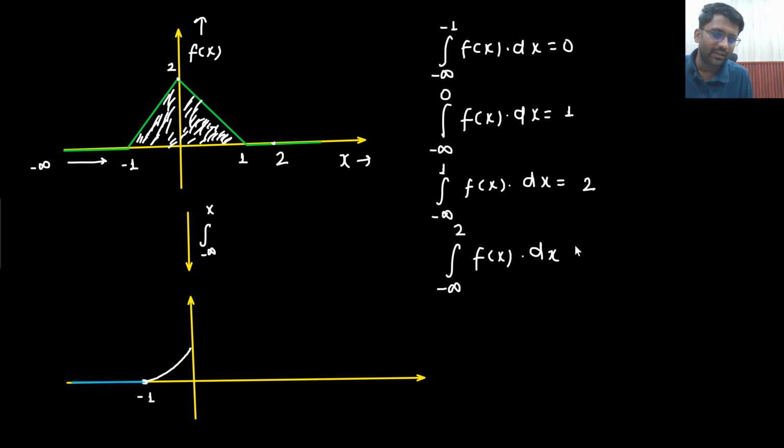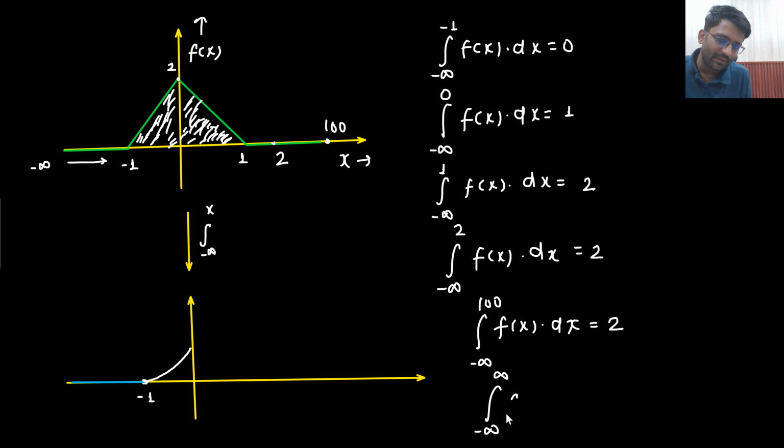The area is, sir, 2 only. If I ask you what is the integration from minus infinity to 3 of f(x) dx, or let's write down 100 here, how much is the area between minus infinity and 200? So the area is 2 only. And if I ask you what is the area here, that is, sir, 2 only.